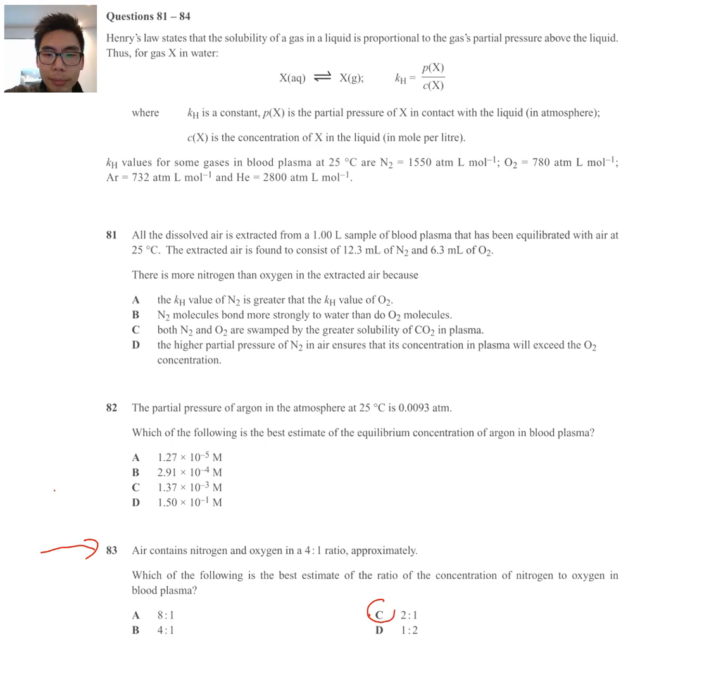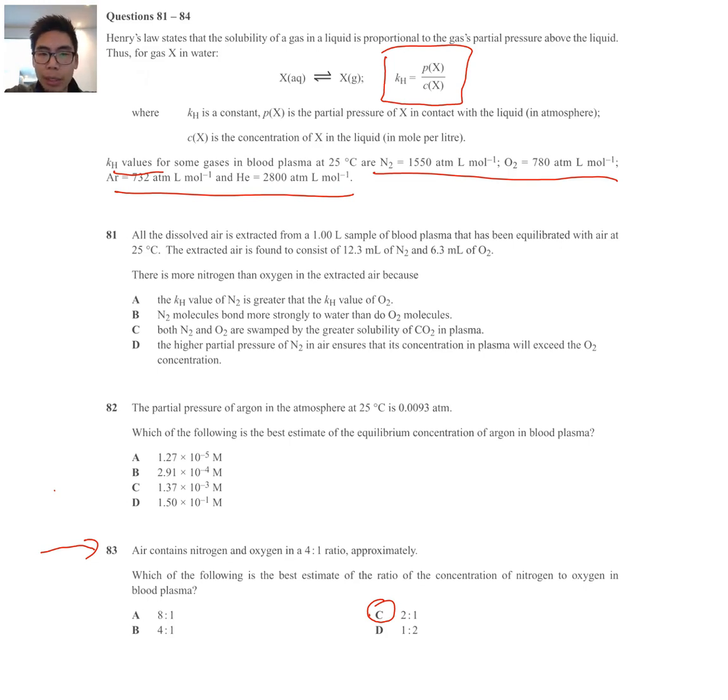So just to let you know, the answer is C. 2:1. That's the answer. And you can arrive at the answer by using all the information above, including the definition up there, or the equation, along with all of these values, these KHLs. I'm not going to go through that right now because that's not the purpose of this video. So just take my word for it. The answer to 83 is C.